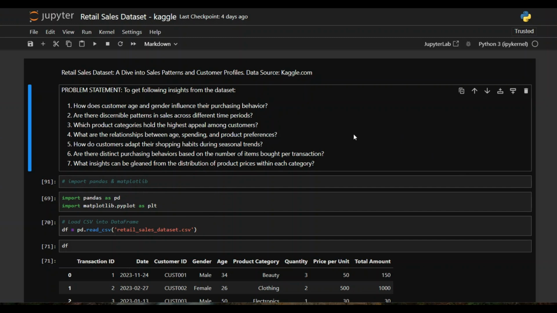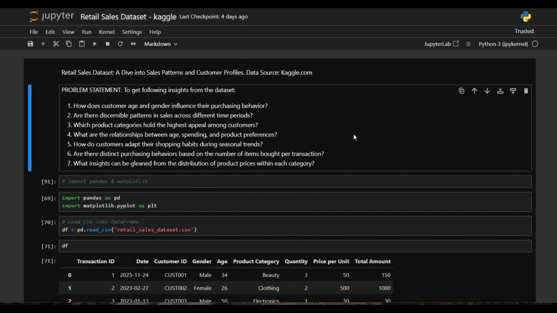This is my second Python project and my first project for Oasis Infobyte for my internship. This data set is from Kaggle. It is a retail sales data set for exploratory data analysis, and during this process we're looking for patterns and probable errors in the data set.